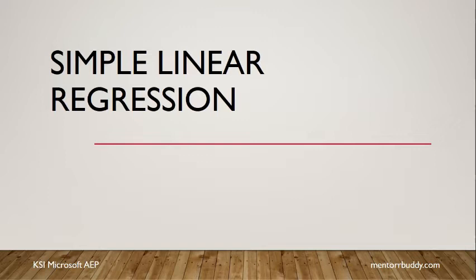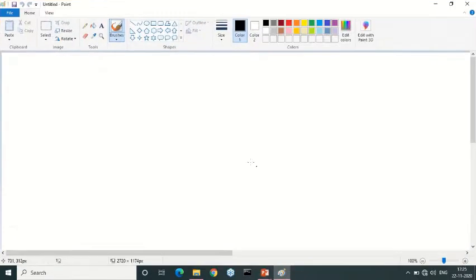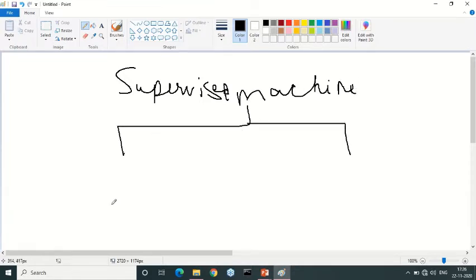Here, supervised machine learning is basically divided into two problem statements. When we are talking about supervised machine learning, we have two kinds of problem statements. One is the regression problem statement and the second is the classification problem statement.